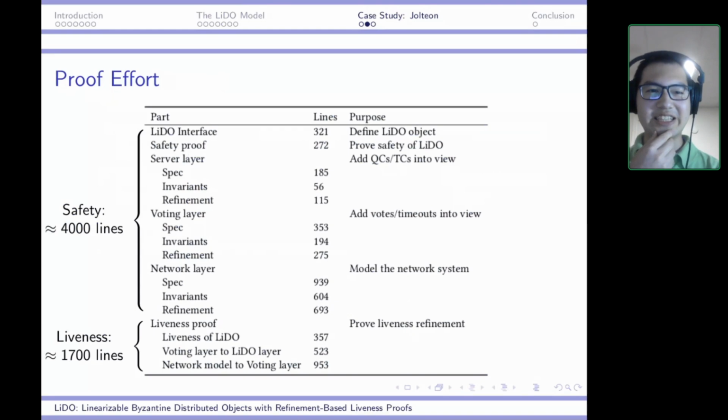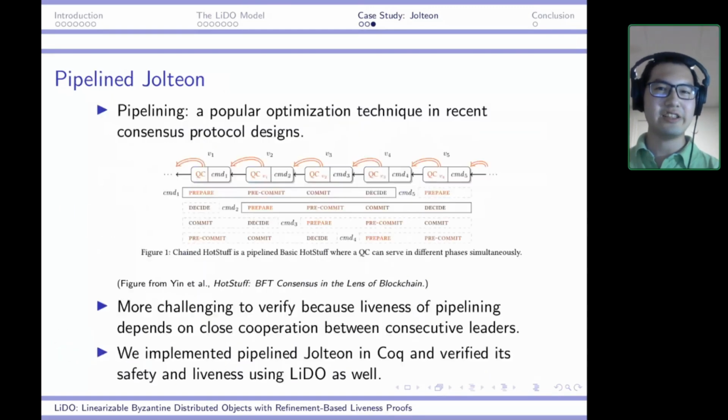This figure summarizes our proof effort. So as you can see, the safety proof took only around 4,000 lines. And the liveness proof took around 1,700 lines, which shows that our methodology is a very efficient way to prove safety and liveness of SMR protocols.